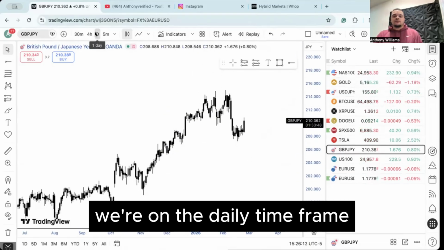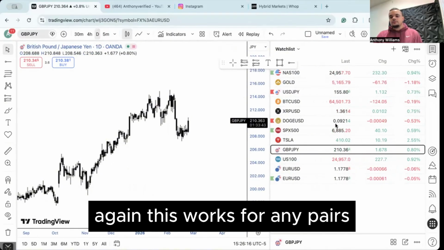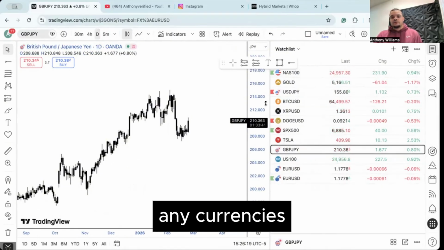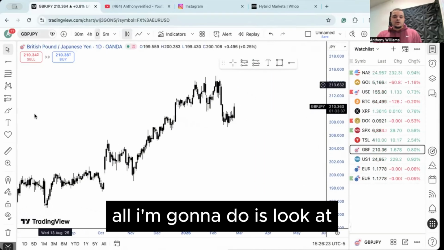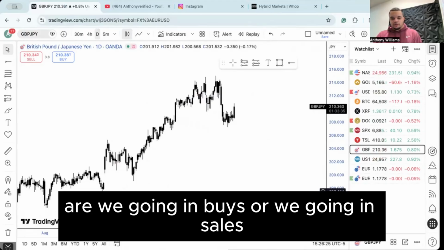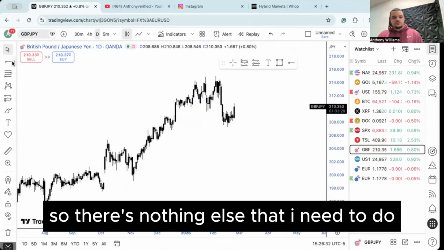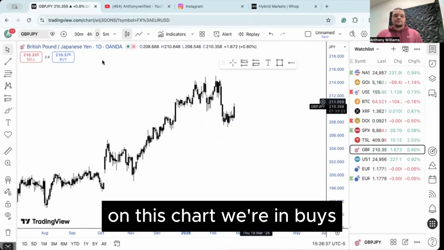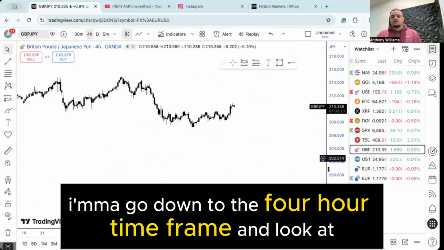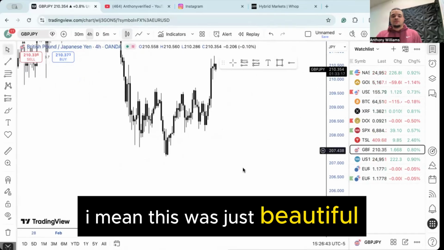We're on the daily time frame. Again, this works for any pairs, any currencies. So we're on the daily time frame. All I'm gonna do is look at, are we going in buys or are we going in sales? We're currently in buys. So there's nothing else that I need to do on this chart. We're in buys.